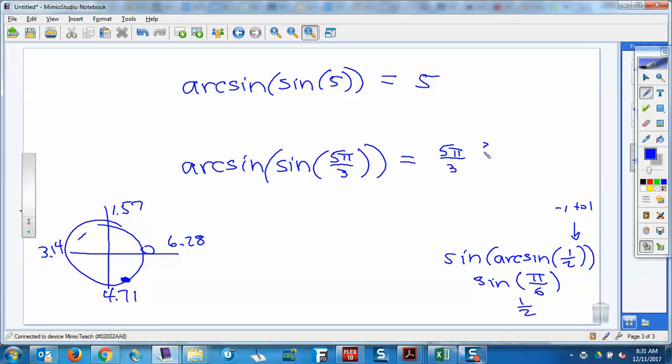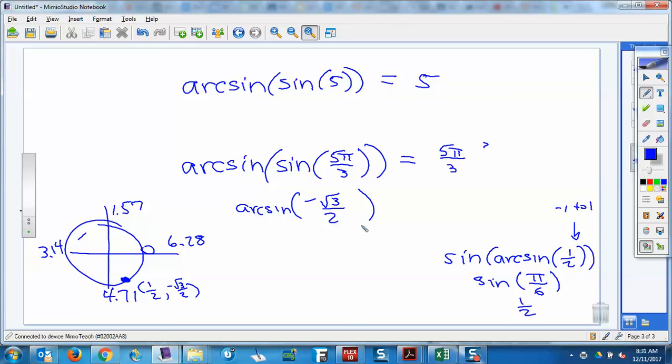That's the question, right? Well, what is sine of 5 pi thirds? What are the coordinates down here of 5 pi thirds? Isn't this 1/2, -√3/2? Okay, and so the sine is the y value, right? So the sine of 5 pi thirds is -√3/2. Okay, and now we want to do the arcsine of that. What's the arcsine of -√3/2?